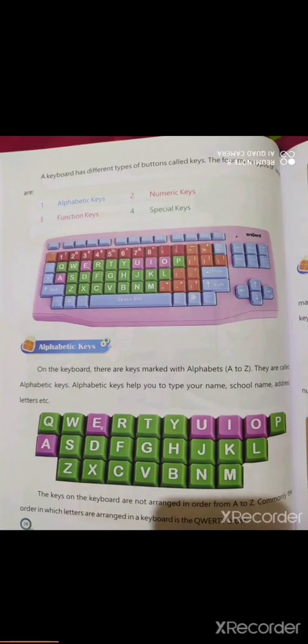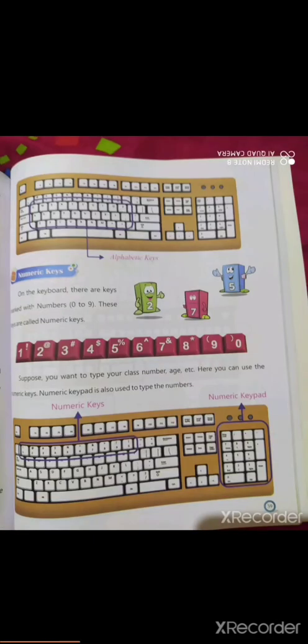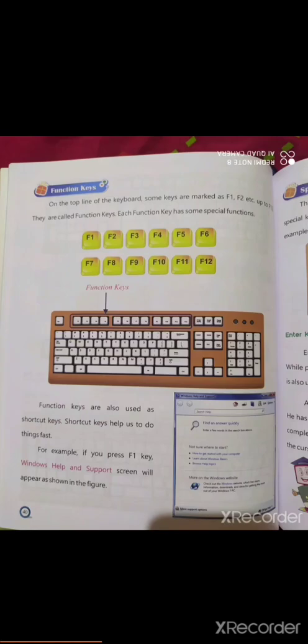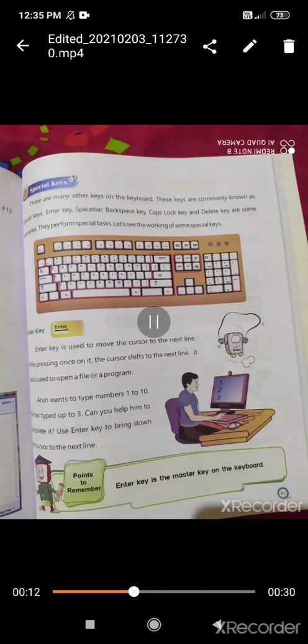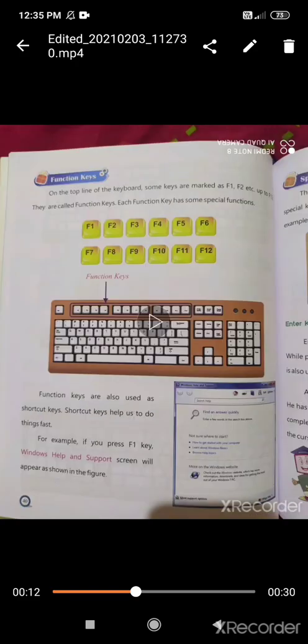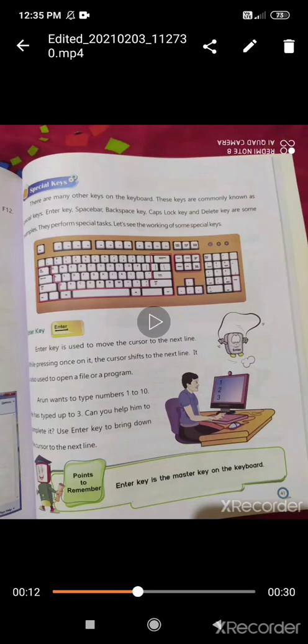Today we have to discuss special keys and the working of some special keys. Special key means it can perform a special task. Special keys are situated near the alphabetic keys. So, enter key, spacebar, backspace, caps lock and delete key are some examples of special keys. Let's see the working of some special keys.